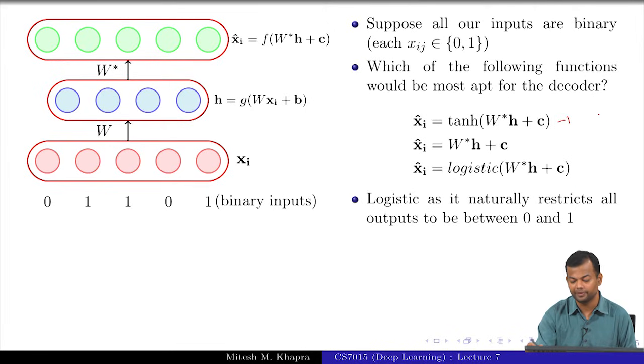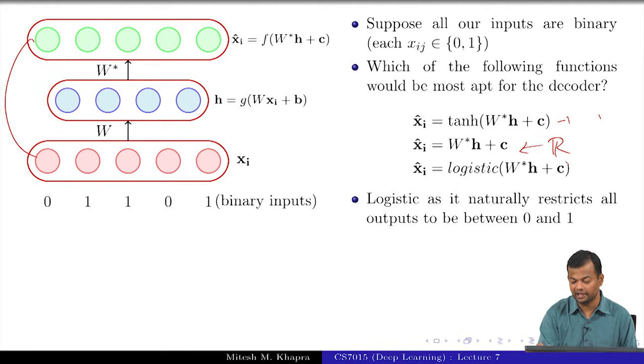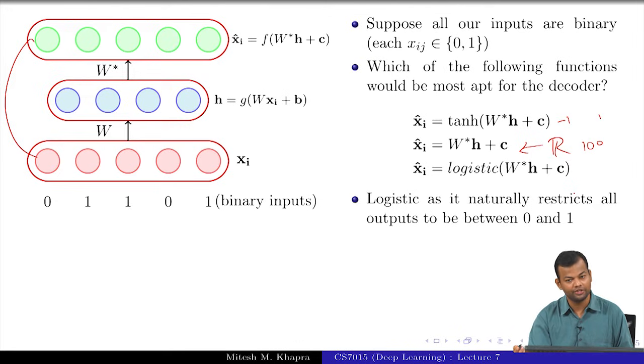Tanh would give you outputs between -1 to 1, but you don't want that because your inputs were between 0 to 1. So when you are reconstructing, obviously you want outputs between 0 to 1. You don't want -1 to 1. And linear of course can give you any real number, which is not what you want, right? If you produce an arbitrary real number like 100 and so on, your loss is going to be very high because your inputs were just 0 to 1 and you are producing arbitrary real numbers which are very different from what your input was, okay?